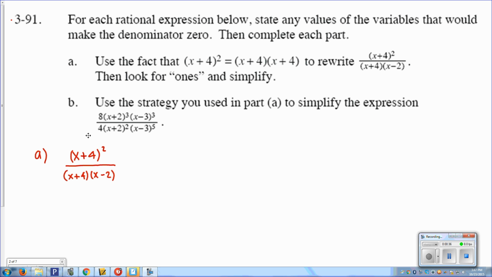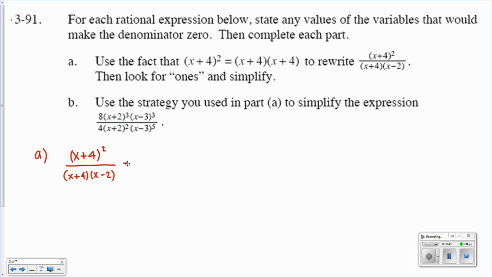So I've recopied the expression here, and we know that squaring this quantity is the same thing as multiplying it times itself. So I'm going to go ahead and rewrite this as the quantity of x plus 4 times the quantity of x plus 4, and that is going to be over the quantity of x plus 4 times the quantity of x minus 2.